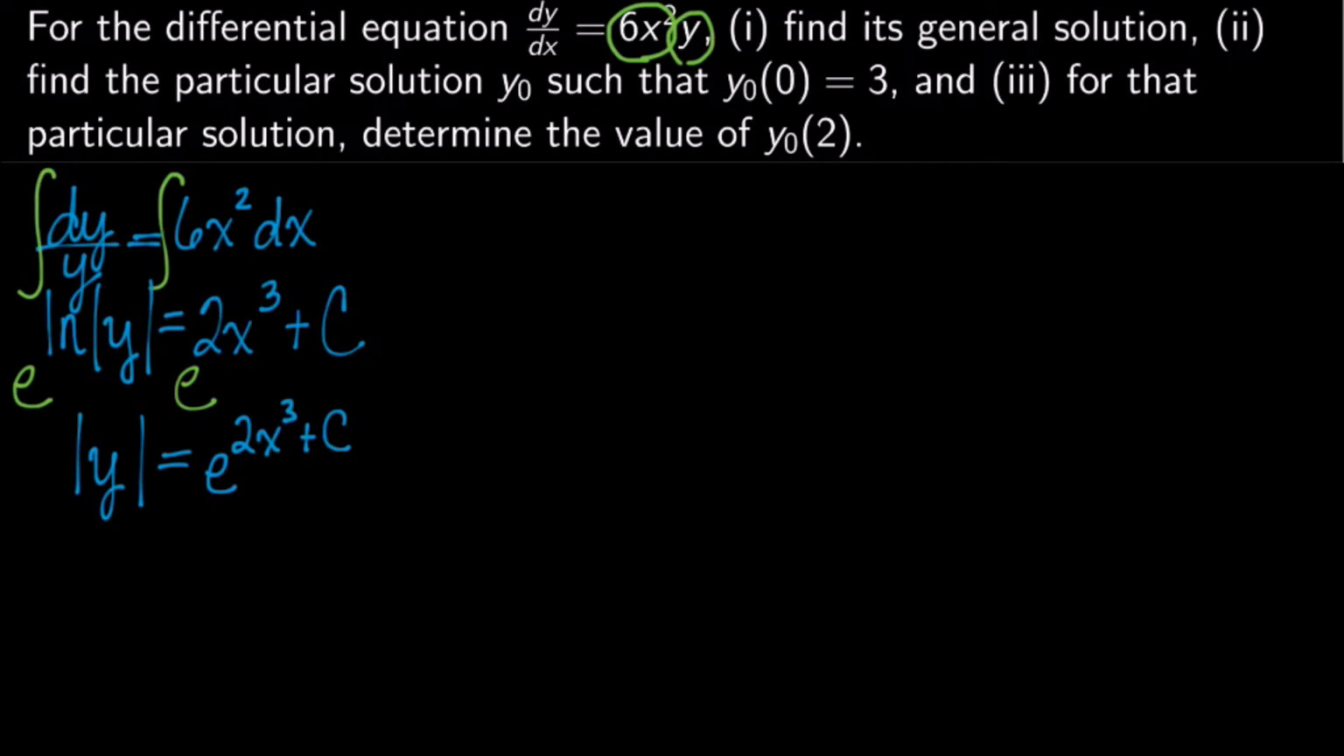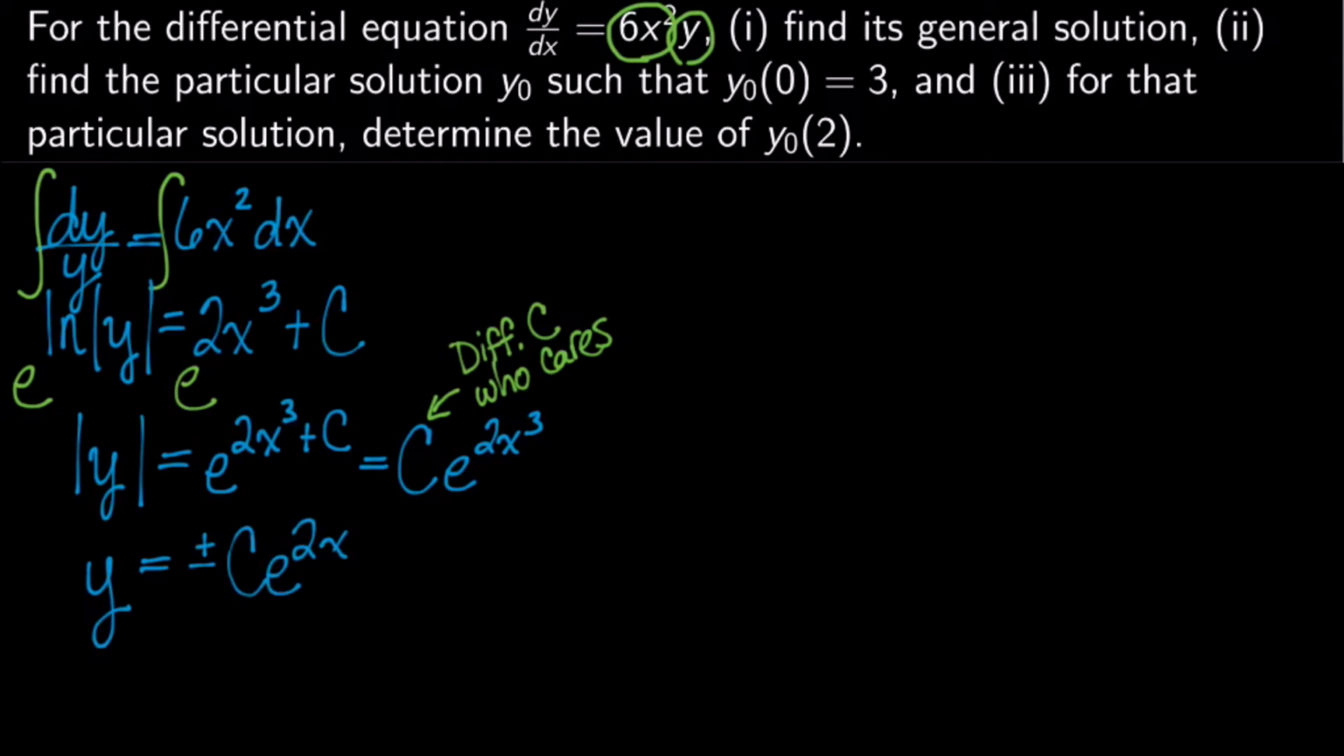Now, because of the properties of exponents, this is equal to e to the 2x cubed times e to the c, and I'm going to rewrite this as c times e to the 2x cubed. And yeah, that capital C is a different number from the previous capital C, and it's the same letter. I don't care. I do what I want.